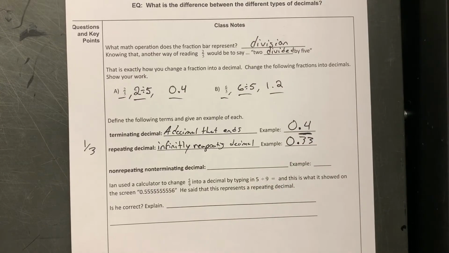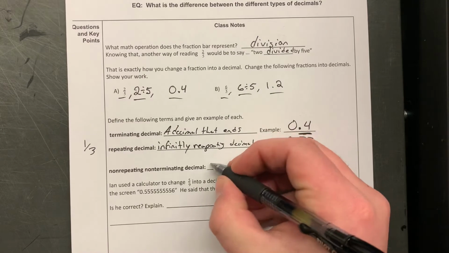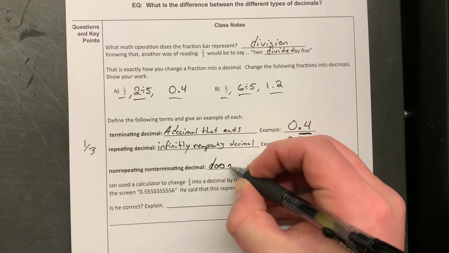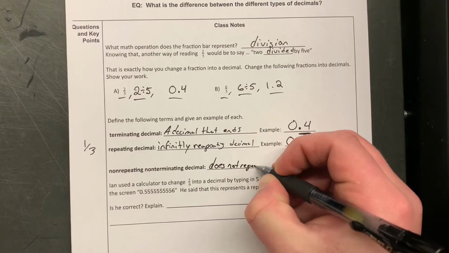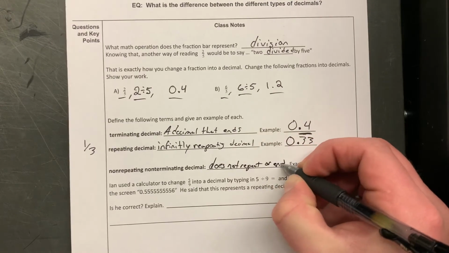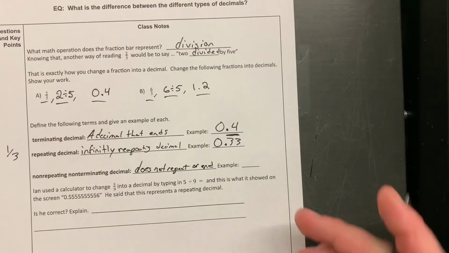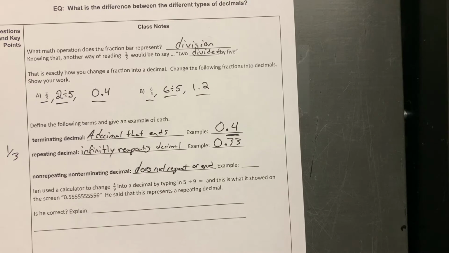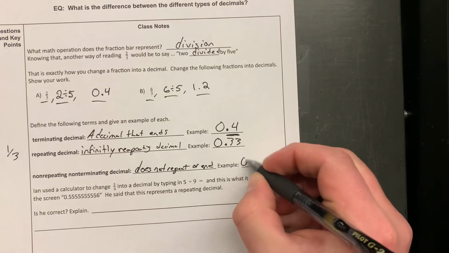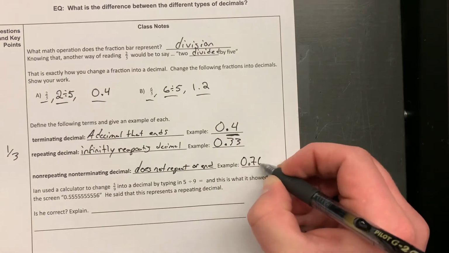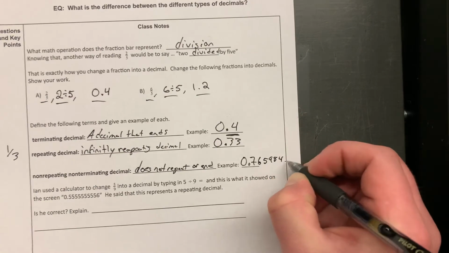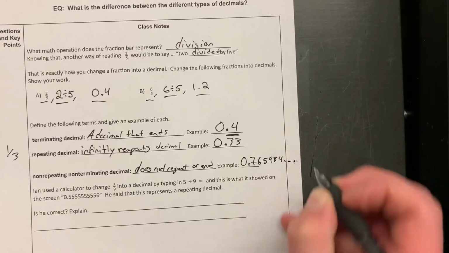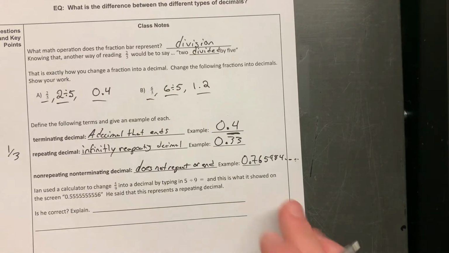A non-repeating, non-terminating decimal does not repeat or end. You're going to get numbers that are very odd sometimes and continue to not repeat. Might be something like 7, 6, 5, 9, 8, 4, and then just continues going. It does not end. It does not finish at the end of your screen. Those are non-repeating, non-terminating decimals.